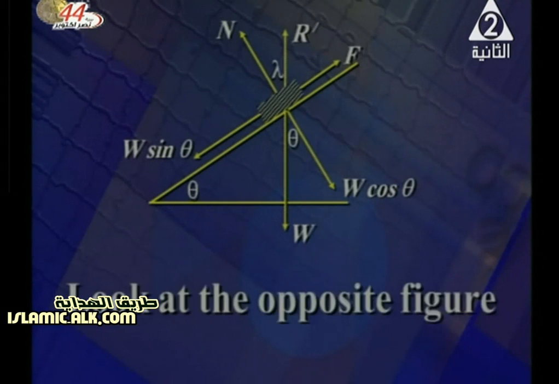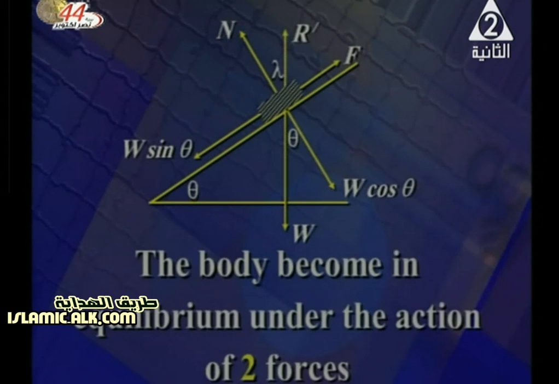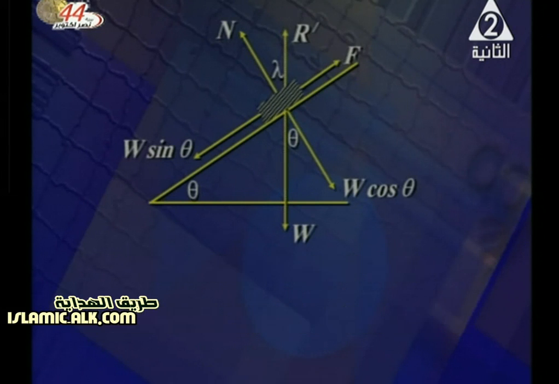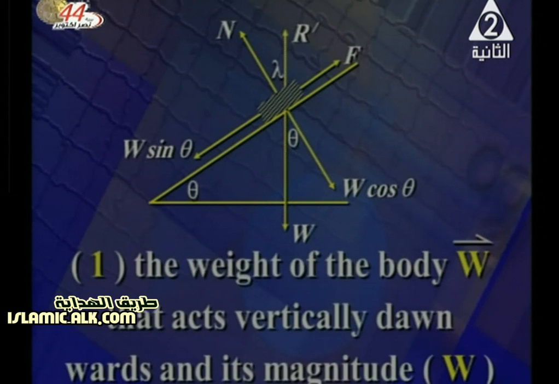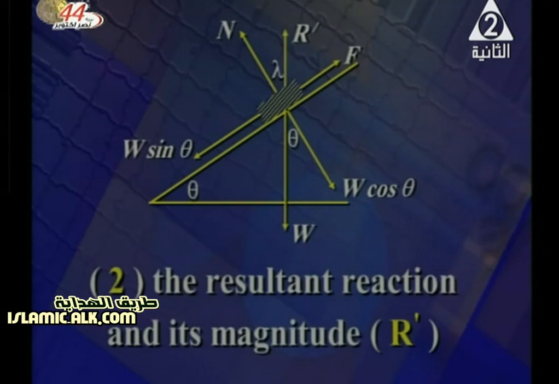Dear student, look at the opposite figure. In the figure, the body is in equilibrium under the action of two forces. Number 1, the weight of the body W that acts vertically downwards, and its magnitude W. Number 2, the resultant reaction and its magnitude R'. Look at the body, its weight W and the resultant reaction R'.